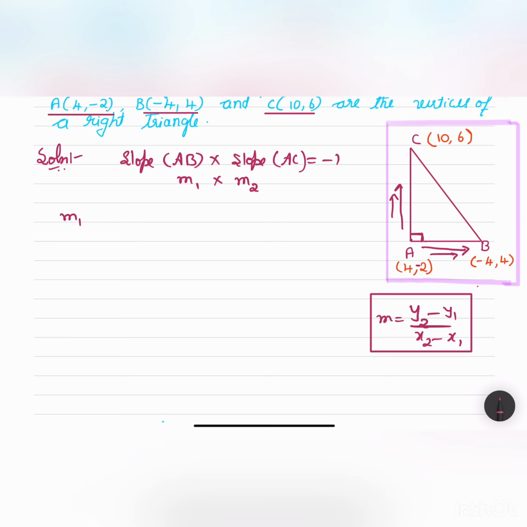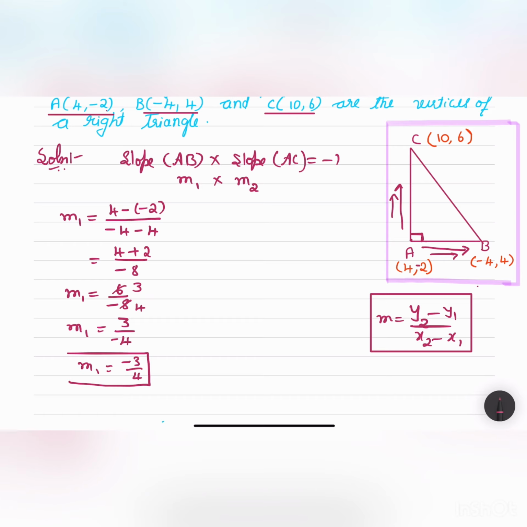Let us find out the first one, that is m1. Slope of AB is equal to 4 minus of minus 2 divided by x2 minus x1, is minus 4 minus 4. That is equal to 4 plus 2 divided by minus 8. So this is 6 by minus 8. Therefore, m1 will be equal to 3 by 4, 2 3s are, 2 4s are. So this is minus 3 by 4.